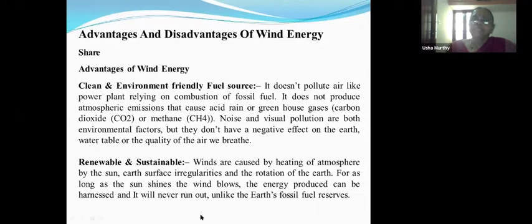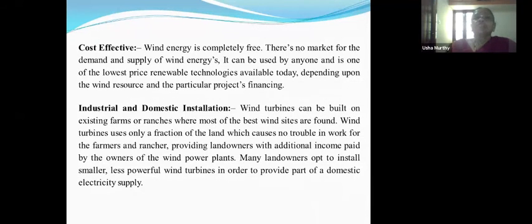Winds are caused by heating, of course, the same explanation holds good. Then it's also cost effective. Wind energy is completely free. There's no market demand or supply for wind energy. It can be used by anyone, and it's one of the lowest-priced renewable technologies available today, depending upon the wind source and particularly the project's financing.